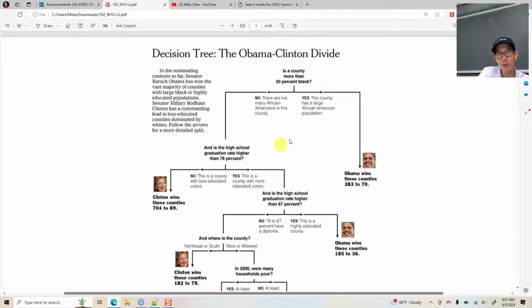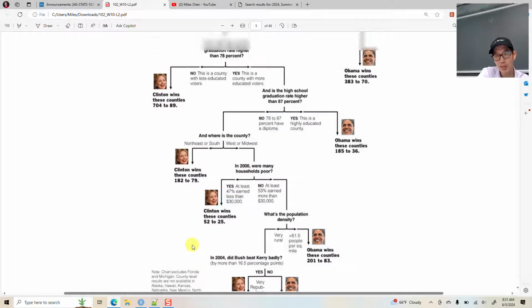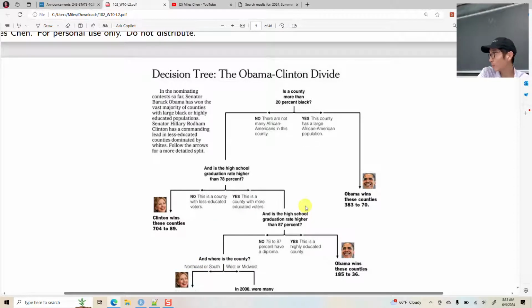So some of the questions it asked was, is the county... So this was a decision tree that was published in the New York Times back in 2008, and what they were trying to do is figure out who might win the Democratic primary, halfway through the primary season, before a clear winner was decided. Like this year, we already know who's going to be the candidates for the Republican and Democratic parties, and it's just the convention coming up.